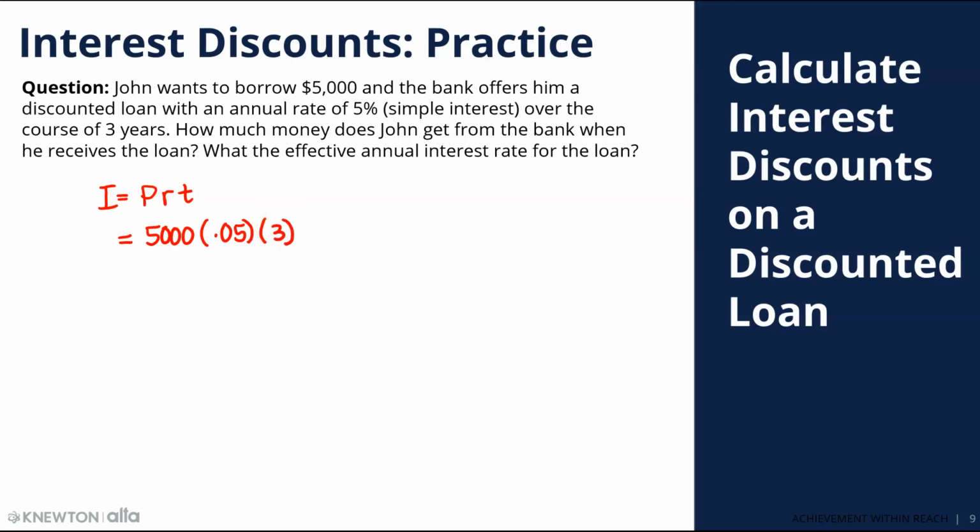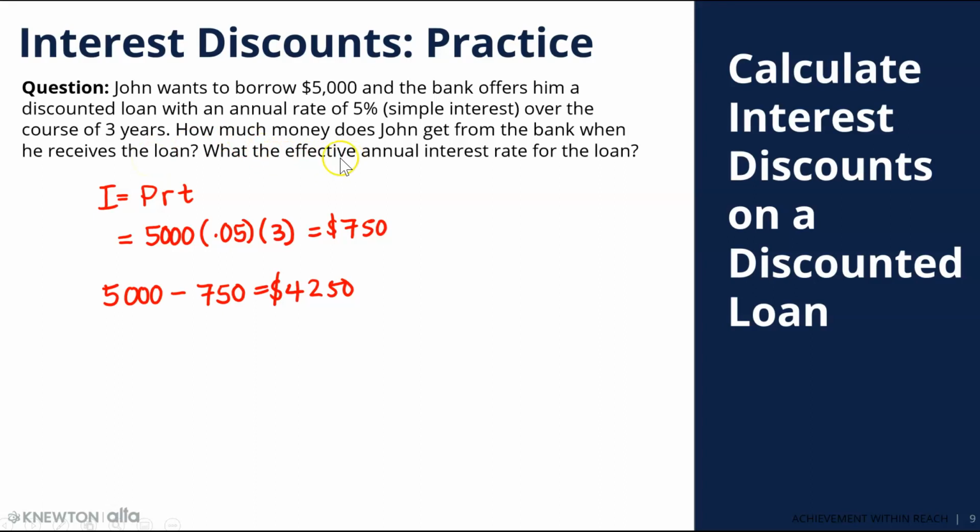And then you compute the interest. This is equal to $750. So the interest is $750. Therefore, John would then receive $5,000 minus $750, you subtract $750 from the amount of the loan. So $5,000 minus $750 is equal to $4,250. So this is the amount that John will receive from the bank.